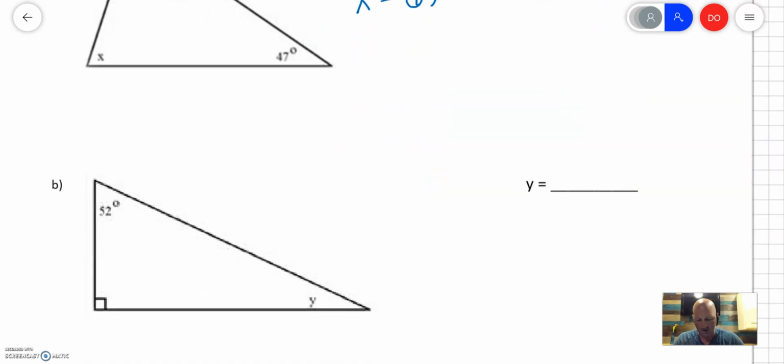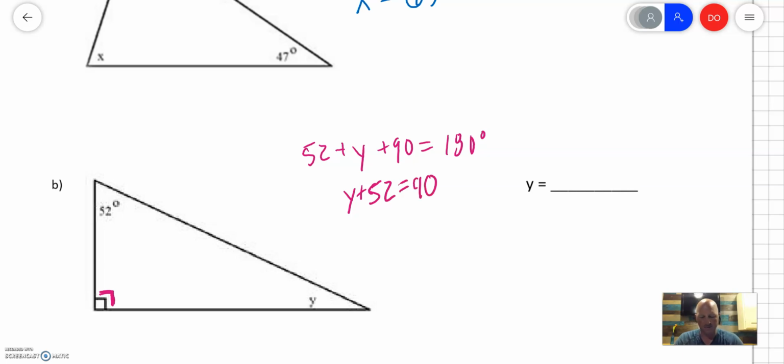Another basic example down here when we're solving for y. I have 52 degrees plus y degrees, and it looks like we don't know the third angle, but in reality we really do. They have that 90 degree angle measure right down there. So plus 90 equals 180 degrees. So I can take away the 90 from both sides. I'm left with y plus 52 equals 90. Take away the 52 from both sides. So 90 minus the 50 is 40, minus 2 more would be 38 degrees.